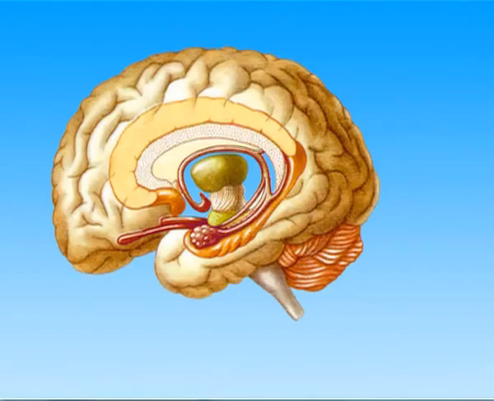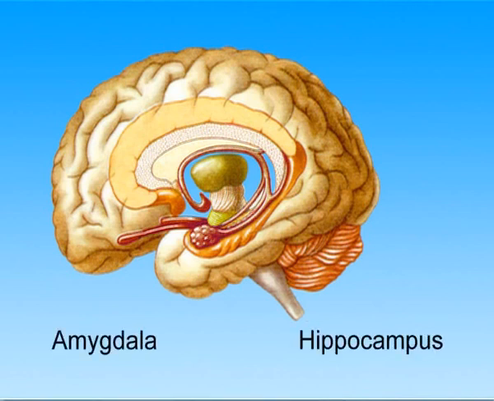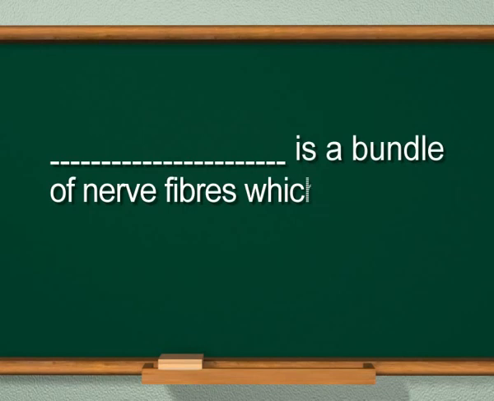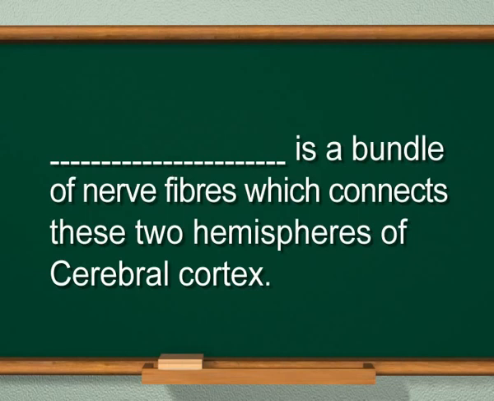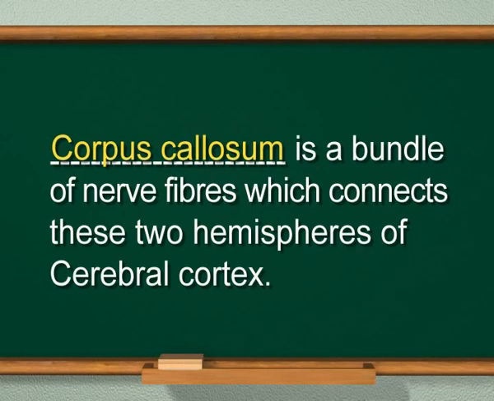Next question. Which structures are considered to be part of the limbic system? Answer: amygdala and hippocampus are the structures which form the limbic system. Next question. Complete the following sentence. Dash is a bundle of nerve fibers which connects these two hemispheres of cerebral cortex. Answer: corpus callosum is a bundle of nerve fibers which connects these two hemispheres of cerebral cortex.